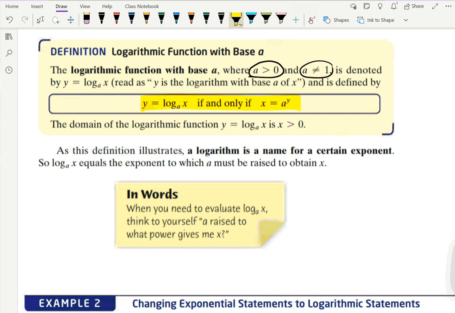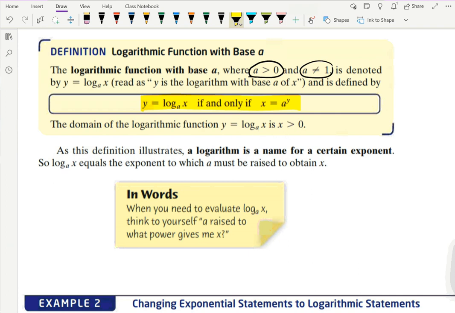Now this also works in reverse. If x equals a to the y, then we can say the log base a of x is y, because y is still going to be the logarithm. Now, by definition, the domain of the logarithmic function y equals log base a of x is going to be x greater than 0. Okay, and it is in the definition here.